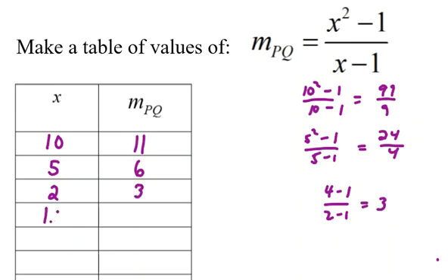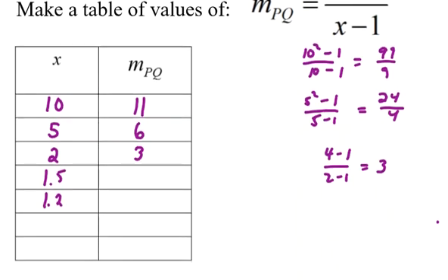And we'll try 1.5, 1.2, and 1.01. So I'm going to try these. When we plug in 1.5, we get a slope of 2.5. When I plug in 1.2, I get a slope of 2.2. As I plug in 1.1, I get a slope of 2.1. And when I plug in 1.01, I get 2.01.